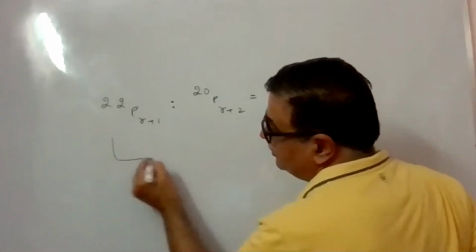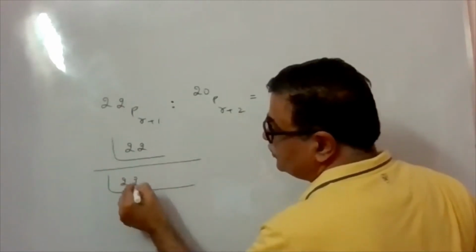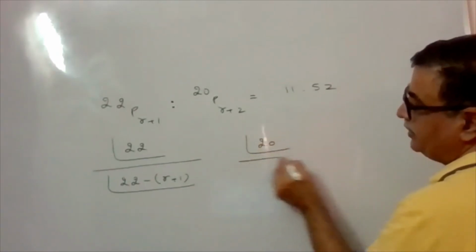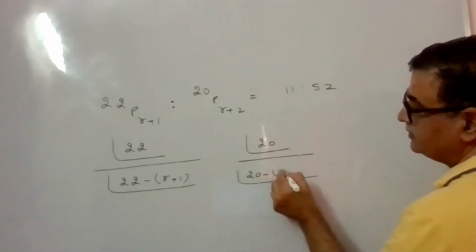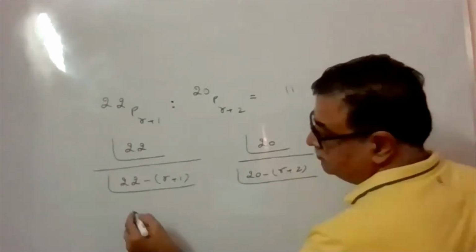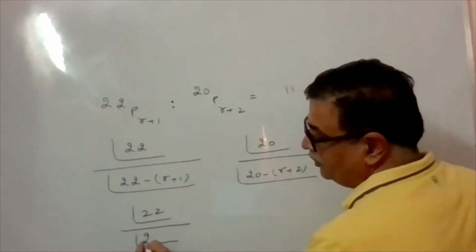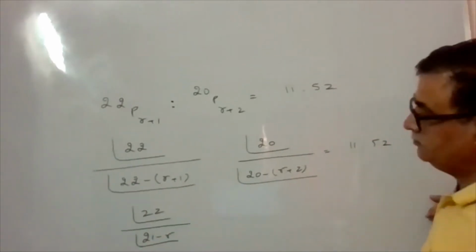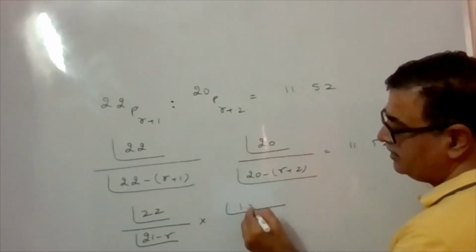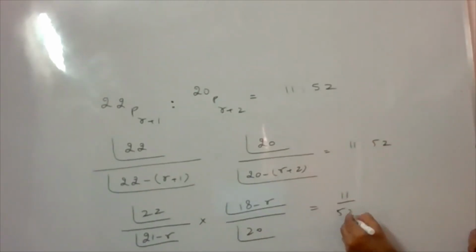Yes, check here. Factorial 22 by factorial 22 minus R plus 1 ratio factorial 20 by factorial 20 minus R plus 2 is 11 ratio 52. Then we write this as factorial 22 by, this is what? Factorial 21 minus R into will be there, so this will go up. It will be how much? 18 minus R. And by factorial 20. And this is 11 by 52.